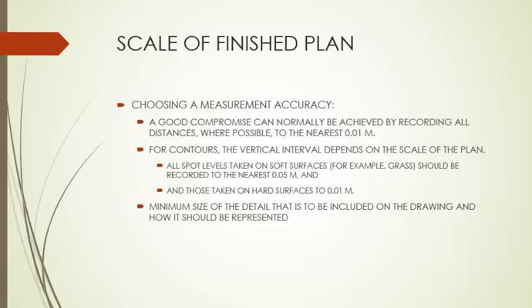For contours, the vertical interval depends on the scale of the plan. Usually, the accuracy of a contour is guaranteed to 1/2 of the vertical interval. All spot levels taken on soft surfaces, for example grass, should be recorded to the nearest 0.05 meter or 5 centimeter, and those taken on hard surfaces must be to the nearest 0.01 meter or 1 centimeter.